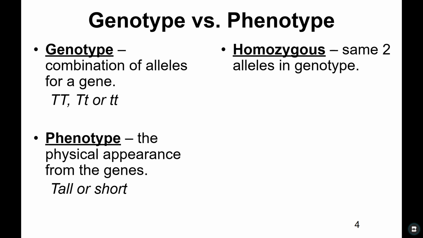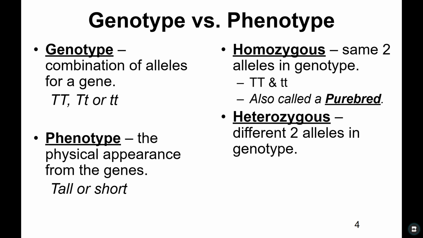Homozygous means that the two alleles that are in the genotype are the same. They could both be dominant or they could both be recessive, but basically they are the same. So we see homozygous dominant with the two big T's and homozygous recessive with the little t's. We sometimes also call this a purebred.